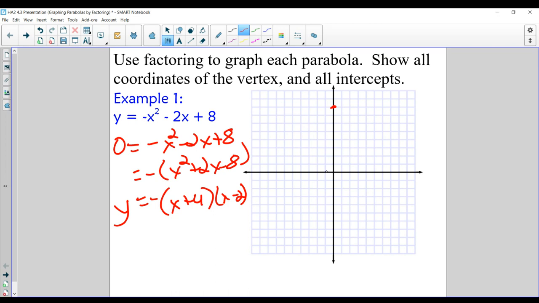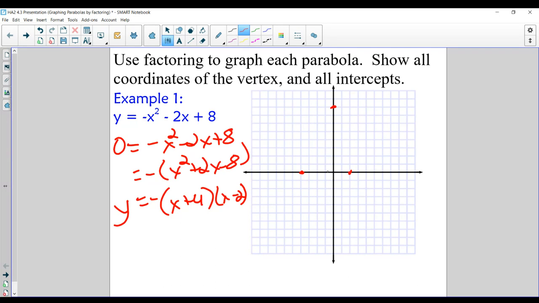So I would have an intercept at negative 4, 1, 2, 3, 4, and an intercept at 2. Okay? So then the only thing I'm going to do is find the vertex, and then I can draw my parabola from there. A couple of things with this.